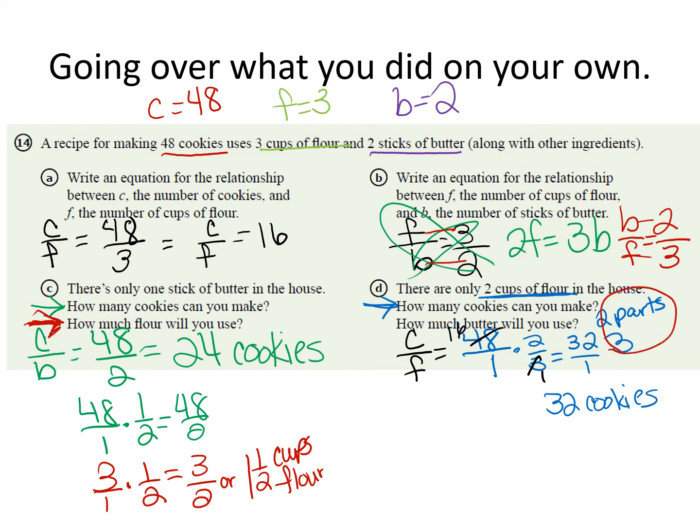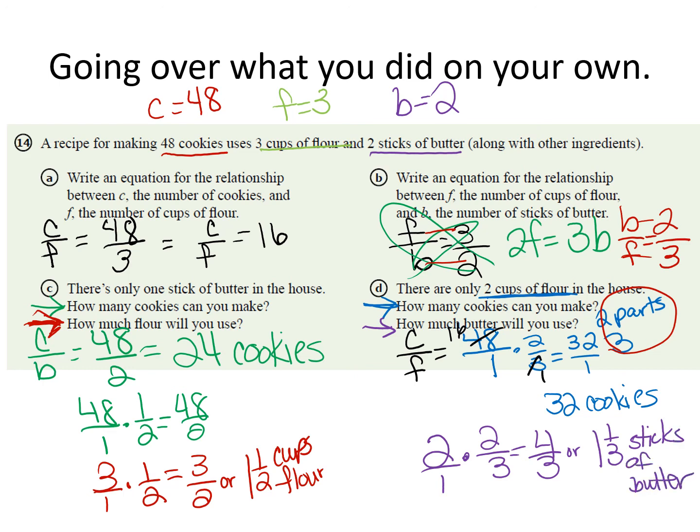Okay, we have 2 parts of 3 here. So how much butter will we use? Well, we need 2 butters, right? 2 cups of butter, 2 sticks of butter. We have 2 sticks of butter. We are going to multiply that by 2 parts of 3. Multiply straight across and we get 4/3, which is the same as 1 1/3 sticks of butter. Okay? Hopefully you understand that. If not, then I need to see you tomorrow during our tutoring session for some explanations.